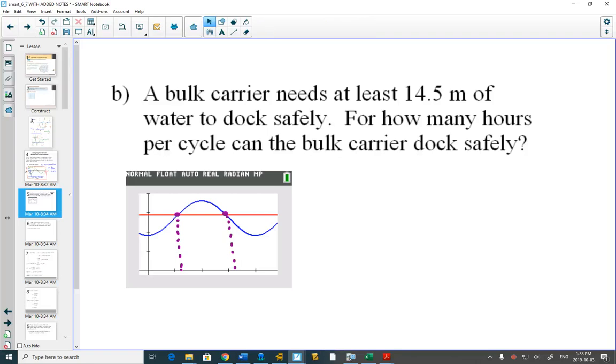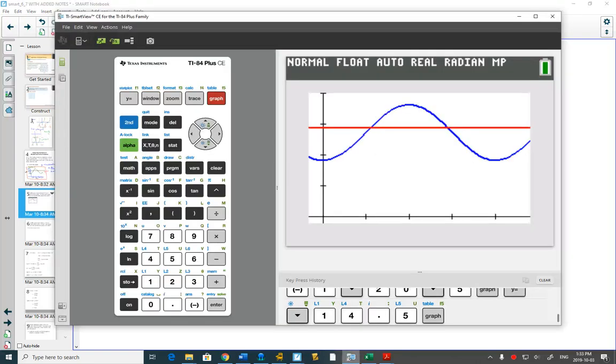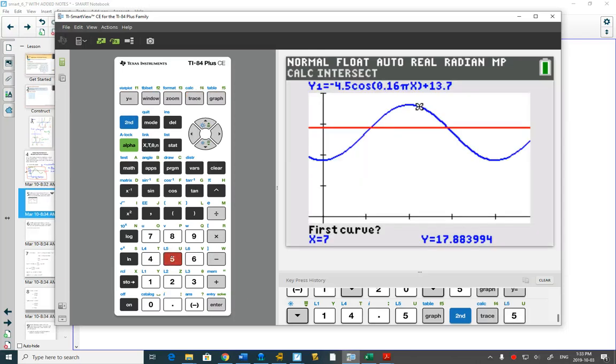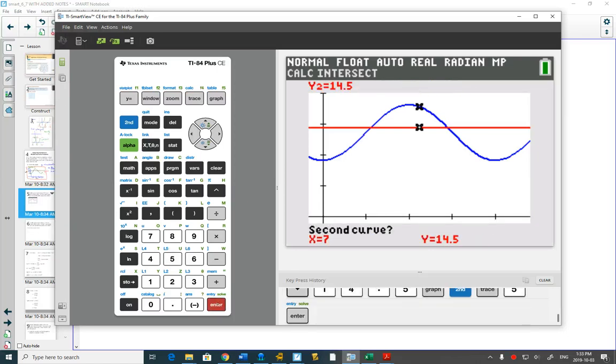Again, your graphing calculator has a lot of stuff built into it. If you go second, calculate, you can find number 5 where they intersect. And when you get to the intersect, which is your first curve? It's the blue one. Enter. Which is your second curve? It's the red one. Enter. Guess where you think they're going to intersect. And your calculator will always find the one that it's closest to. So push enter, and it finds that one is at 9.02.